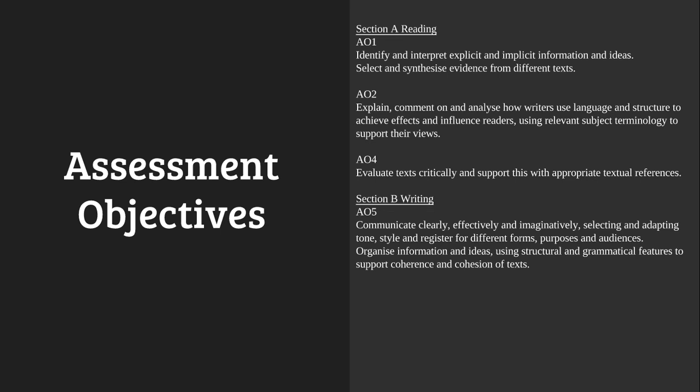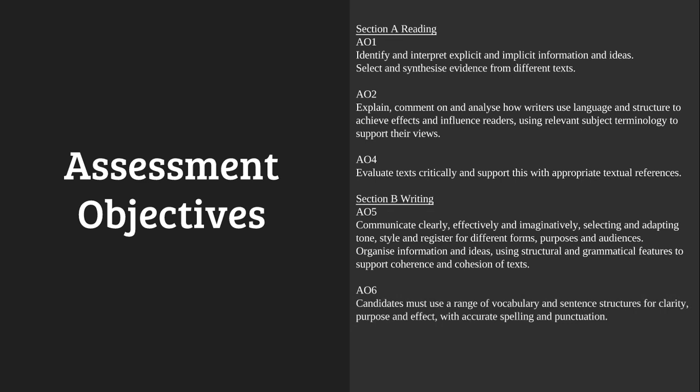So that's the language features you use, the way you structure your writing in terms of paragraphing, sentence types, things like that. AO6 then is how you use a range of vocabulary and sentence structures for clarity, purpose, and effect, with accurate spelling and punctuation. So this is the technical accuracy assessment objective. So that's the assessment objectives.